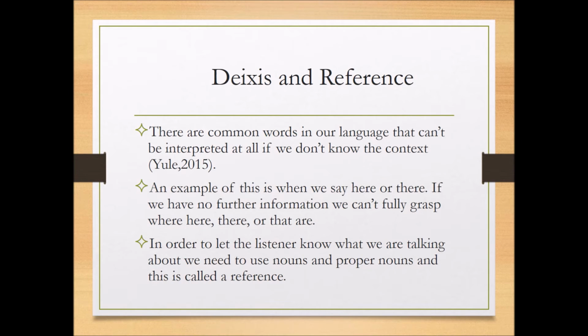There are common words in our language that can't be interpreted at all if we don't know the context. An example of this are the words here, there, and that. If we have no further information, we can't fully grasp where here is, where there, or that are. In order to let the listener know what we're talking about, we need to use nouns and proper nouns, and this is called a reference.